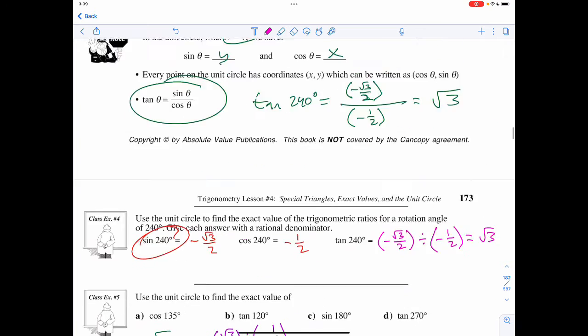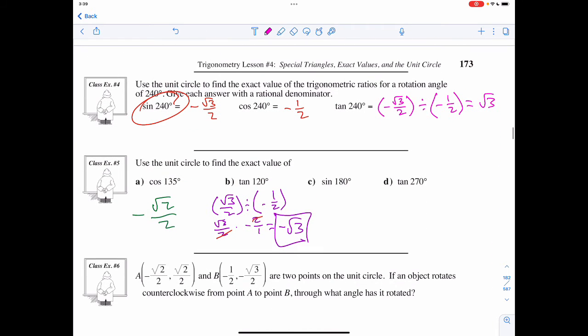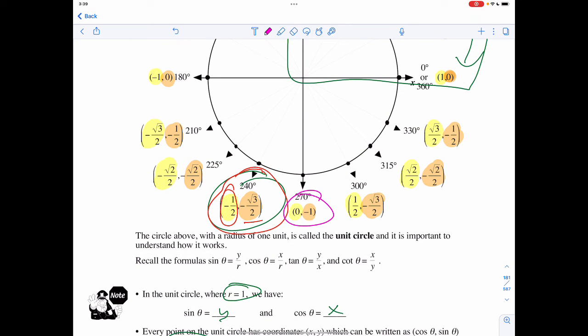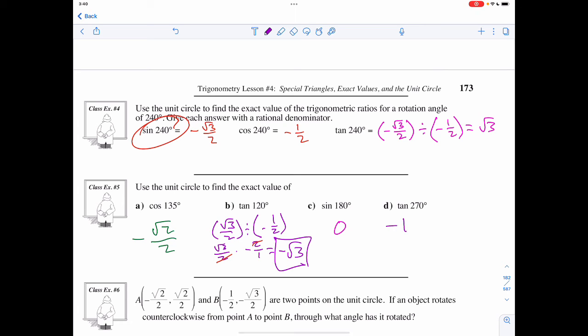If I need sine of 180, go to 180. My y value is going to be 0. So it's just 0. Tan of 270. Go to 270. It's going to be my y divided by my x. Negative 1 divided by 0. Can't divide by 0. It's just going to be undefined. Which is true. Anytime that I land on a y-axis, my tan value is always going to be undefined.